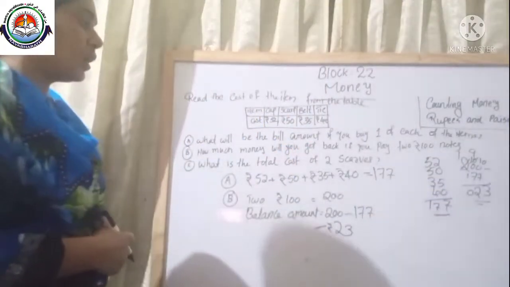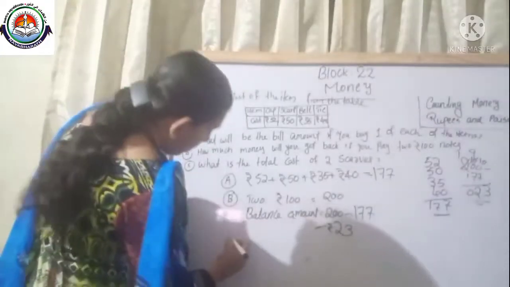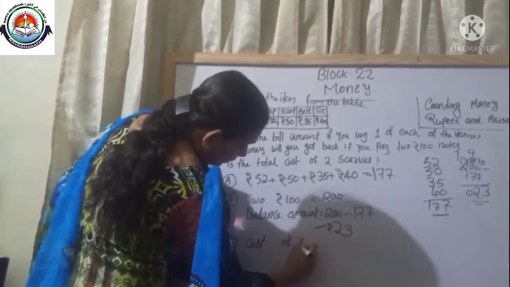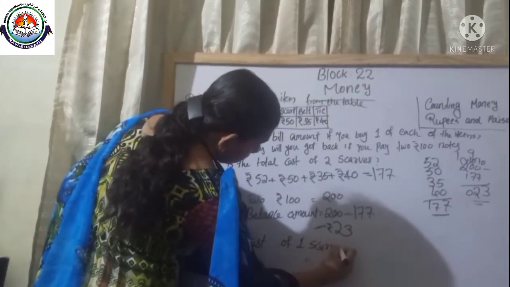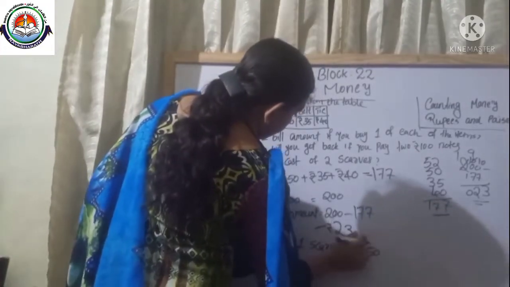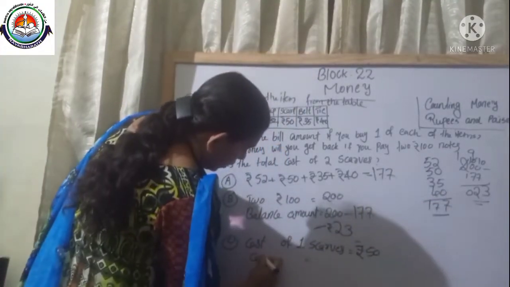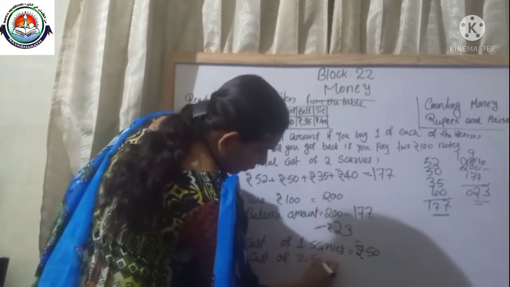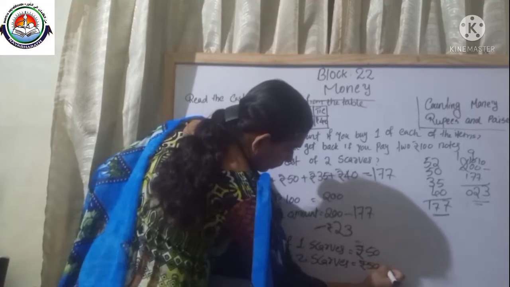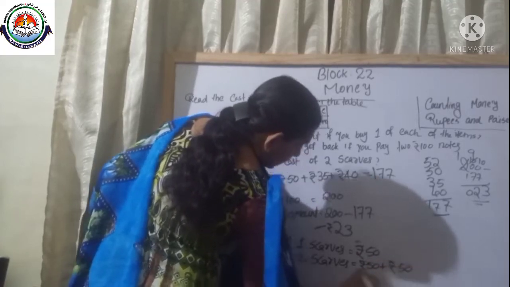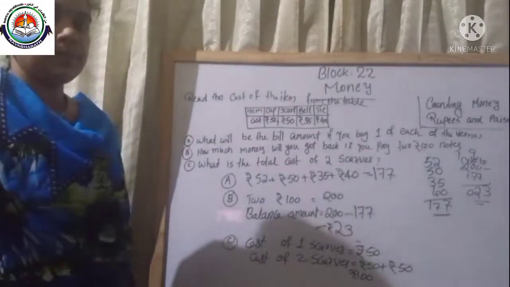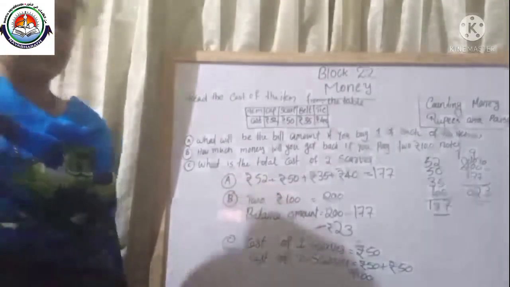Last question. What is the total cost of 2 scarves? So cost of 1 scarf is how much rupees? Yeah, 50 rupees. Then cost of 2 scarves is equal to 50 plus 50, or 2 times 50. Yeah, 100 rupees, 100. Is it clear? Okay, then write the third question.